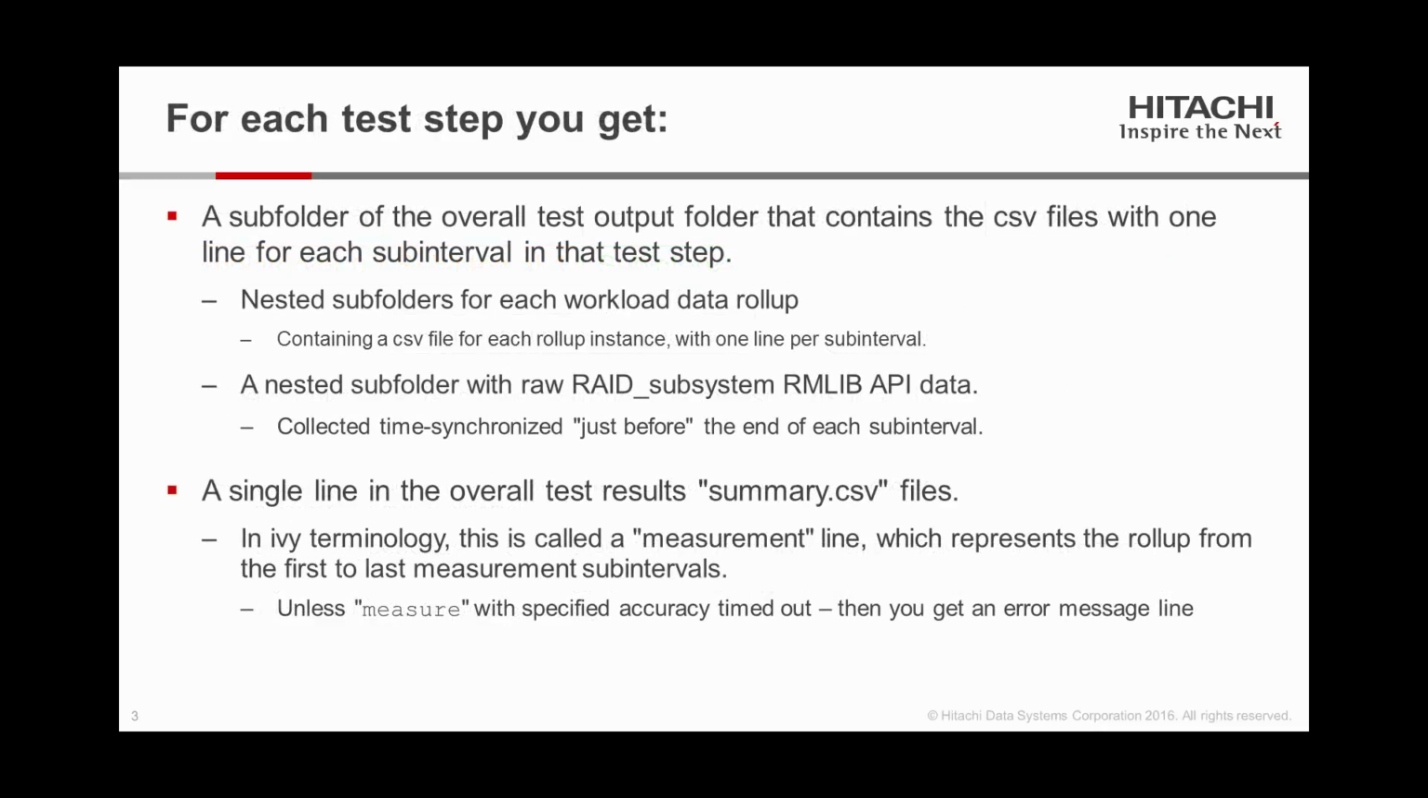For each test step, you get a subfolder of the overall test output folder that contains the CSV files that have one line for each subinterval within that subinterval sequence or test step. Then, within the test step folder, you get nested subfolders for each workload data rollup, and in those, there'll be a CSV file for each rollup instance, and in each CSV file, there'll be one line per subinterval.